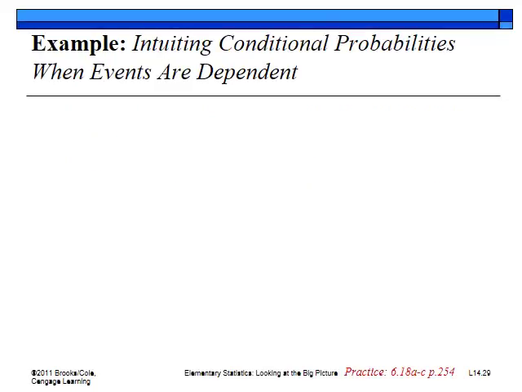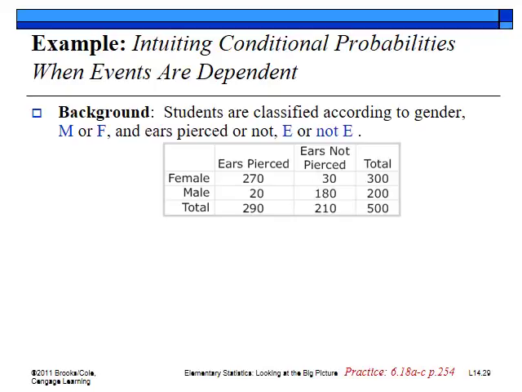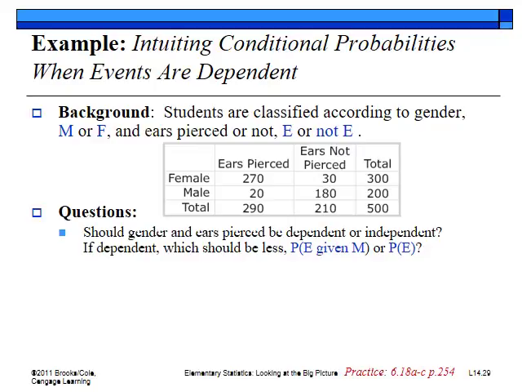Let's look at an example about conditional probabilities. Here's a two-way table we saw earlier relating gender to ear piercings. Should these two variables be dependent or independent? If they're dependent, which one would you expect to be less? The probability of E given M or the probability of E? Remember, the definition of independence says that those two probabilities, the probability of E given M and the probability of E, will be equal if those events, E and M, are independent.